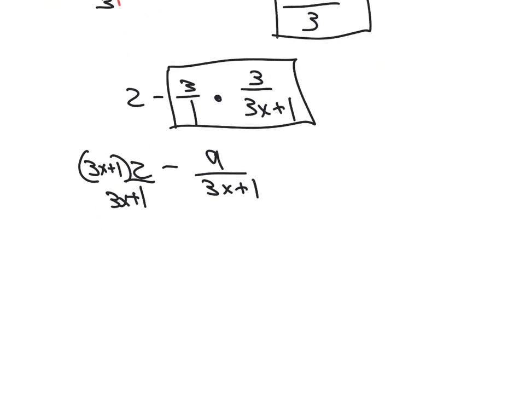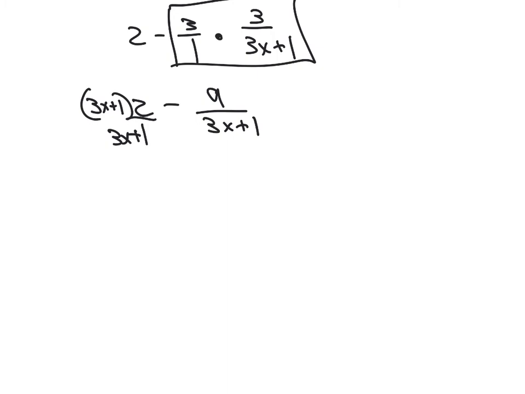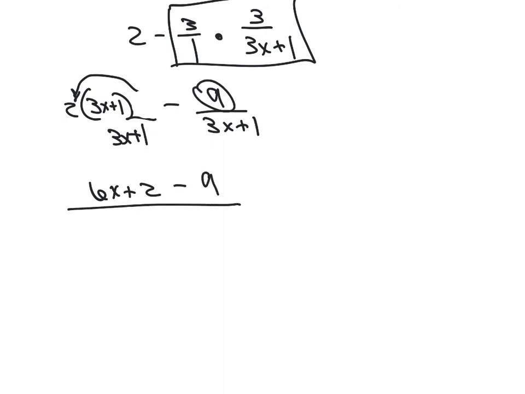Okay, so now that I have common denominators, I'm gonna move this 2 in front of here because it's a lot easier for me to distribute when that 2 is in front. So let's go ahead and distribute that 2. And then subtract the 9 and put it all over 3x plus 1 since I have a common denominator. Okay, so I've got 6x minus 7 plus 2 minus 9 over 3x plus 1.